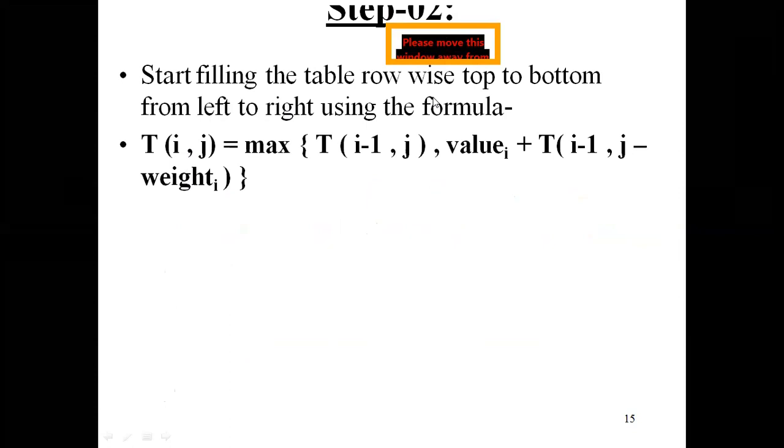Now start filling the table row wise, top to bottom, from left to right using the formula. The formula is T of i comma j is equal to maximum of T of i minus 1 comma j, comma value i plus T of i minus 1 comma j minus weight i. So this is the formula we need to consider when you are filling the table. T is the ith row, jth column. Columns indicate the weights. Rows indicate the object numbers.